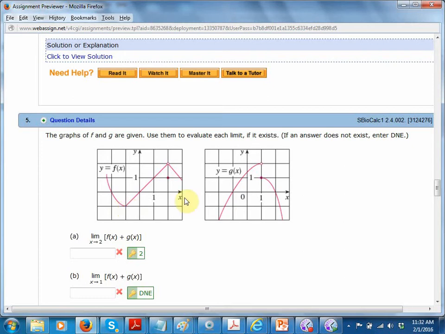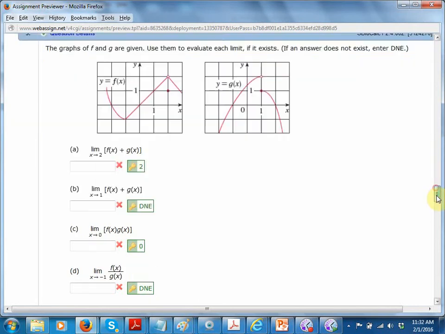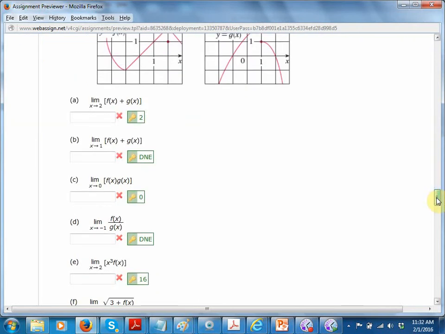Hold that in your head. -1 for the first one. And the second one, it's going to be 0, right? So what do we get down here? Does not exist because I'm dividing by 0. That's why it does not exist.